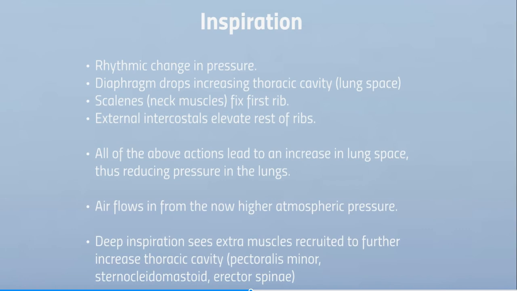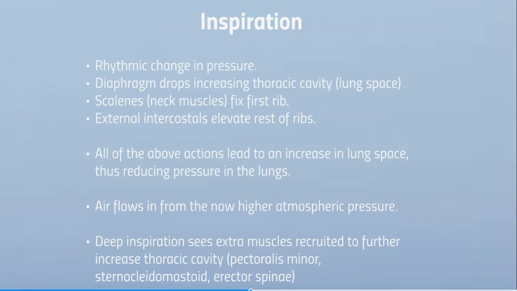So, a rhythmic change in pressure. This is probably the key slide, I guess, to remember the process. A rhythmic change in pressure: the diaphragm drops, increasing your thoracic cavity or lung space, and the scalenes fix your first ribs in place. The external intercostals then lift up your ribs, and all of these actions lead to an increase in your lung space, which reduces the pressure in your lungs, and air will now flow in from the higher atmospheric pressure.